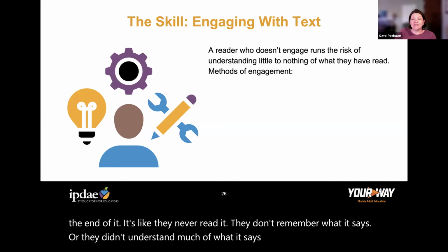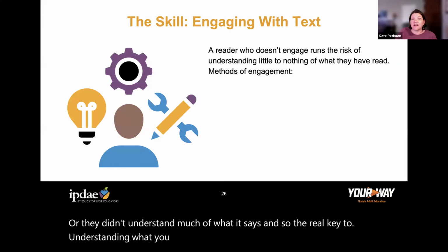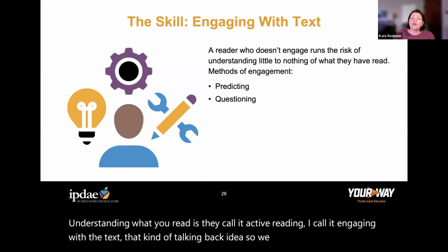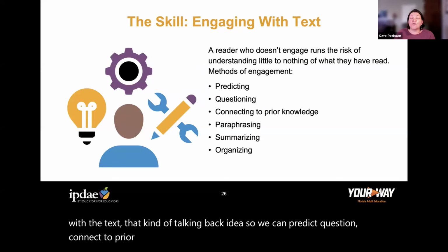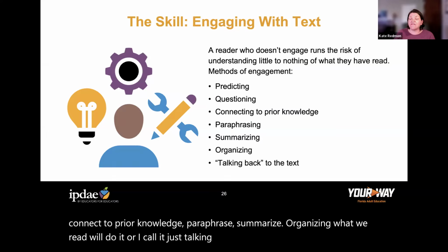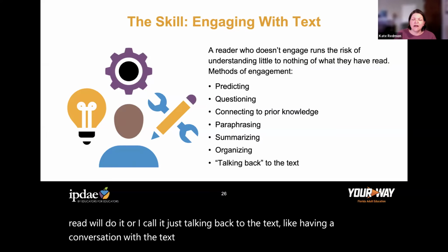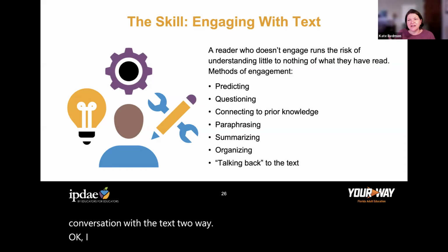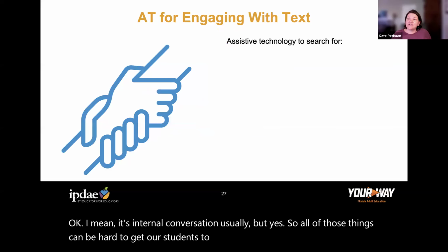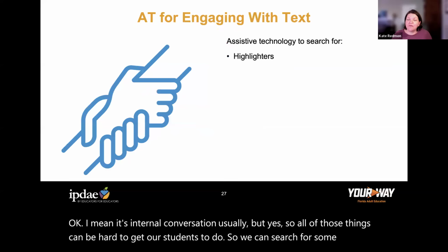And so the real key to understanding what you read is they call it active reading. I call it engaging with the text, that kind of talking back idea. So we can predict, question, connect to prior knowledge, paraphrase, summarize, organizing what we read will do it. Or I call it just talking back to the text, like having a conversation with the text, two-way. I mean, it's an internal conversation usually, but yes. So all of those things can be hard to get our students to do. So we can search for some assistive technology to help them do that. One of them is highlighters.